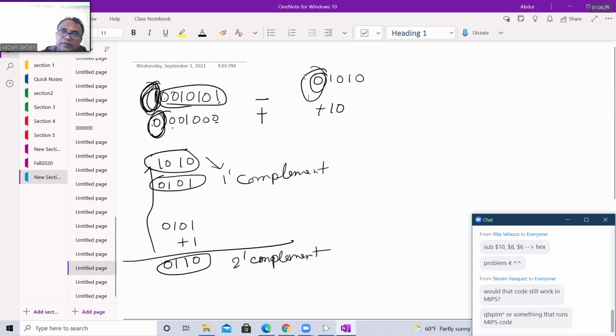So here is the example of one's complement and two's complement. If you have 1010 and you invert this number, you get 0101. That's one's complement. And then you add 1 to it, and that's two's complement. That's it. Okay.